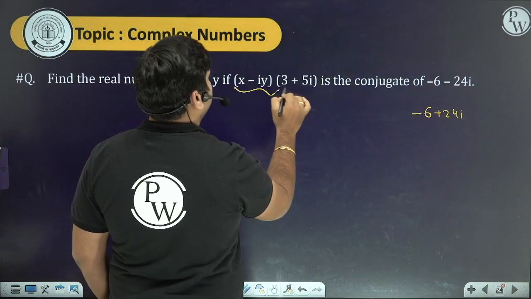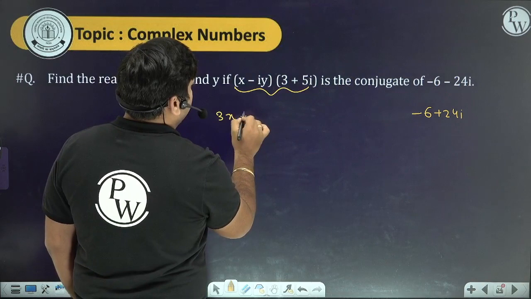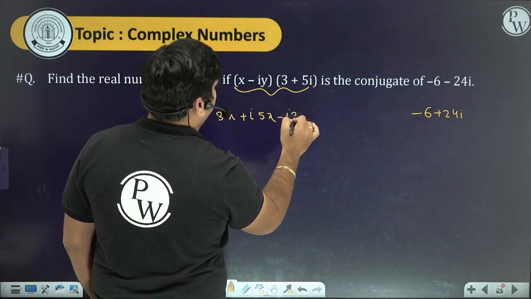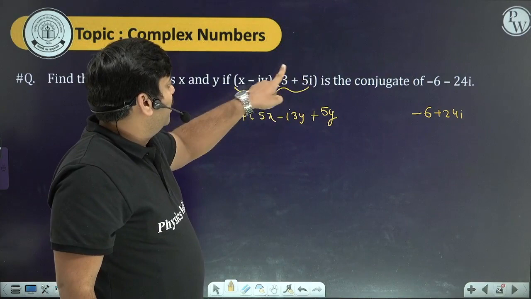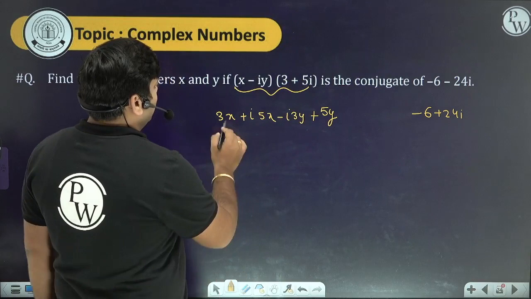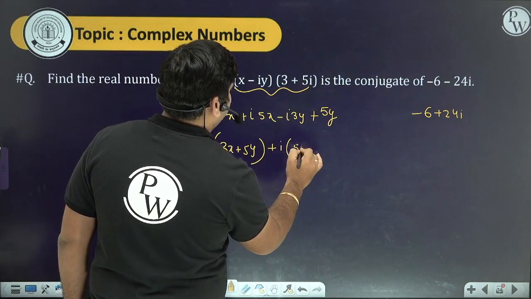Right. So multiply: x into 3 is 3x, plus 5xi, plus i into 3... minus i y into 3, minus 5y i square. i square is minus 1, so it becomes plus 5y. Okay. So this becomes (3x plus 5y) plus i times (5x minus 3y). So this is equal to minus 6 plus 24i.